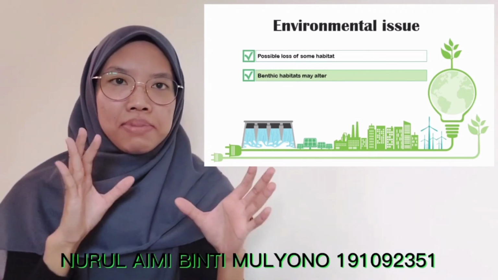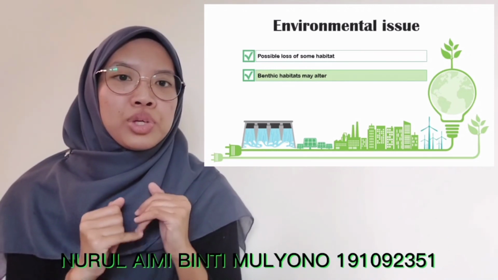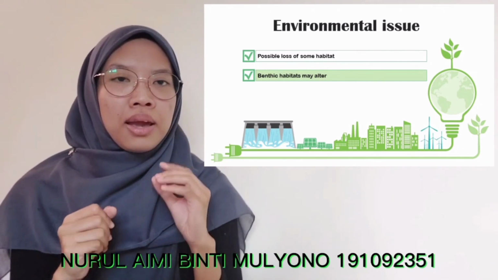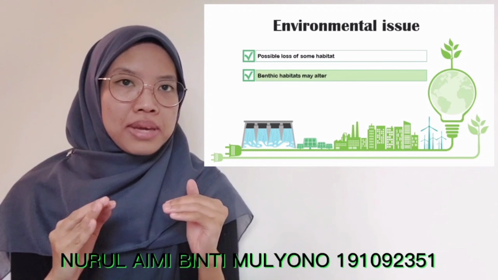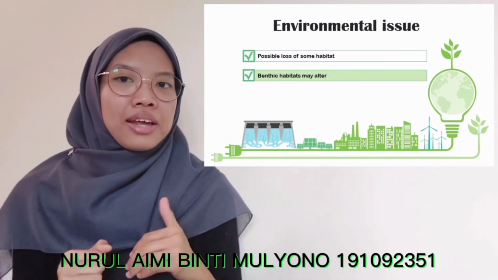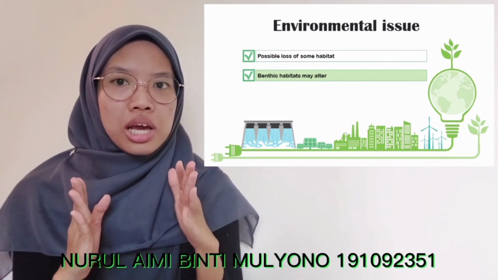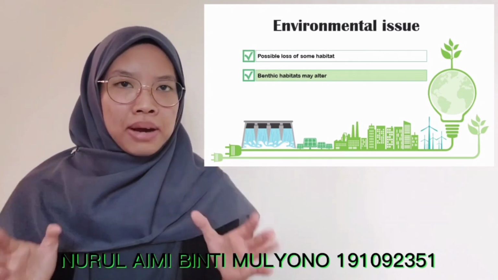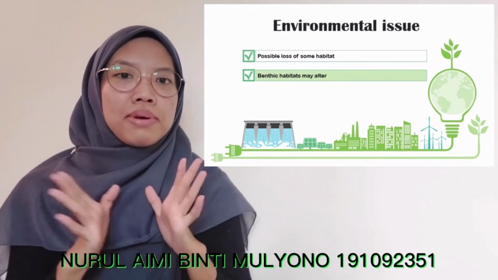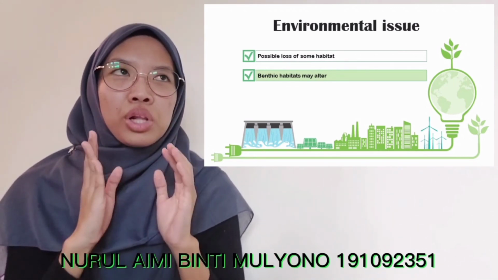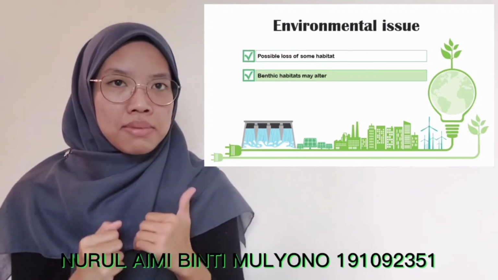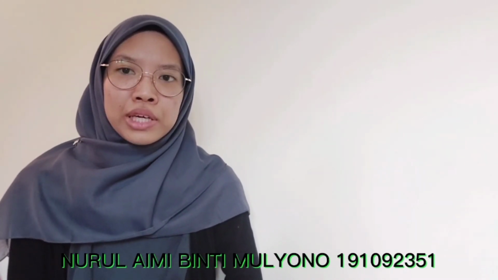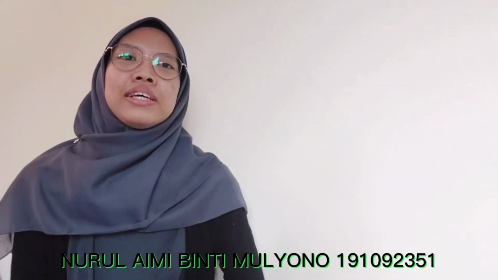The benthic habitat may alter due to change in bottom stress caused by waves and currents. Migratory fish may be hampered despite the fact that fish passage can be good. Collision with the barrage and turbines may cause harm to fish and marine mammals. That's all from me, the discussion of tidal power generation.